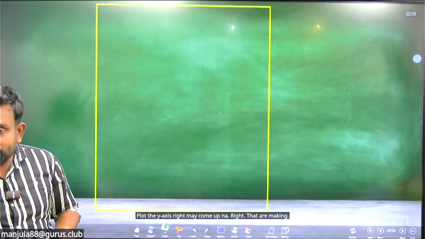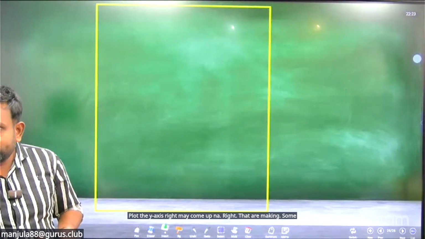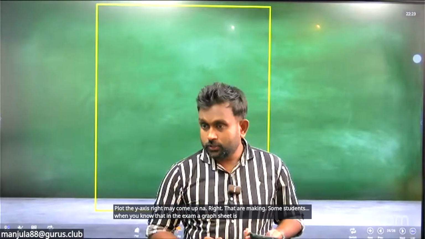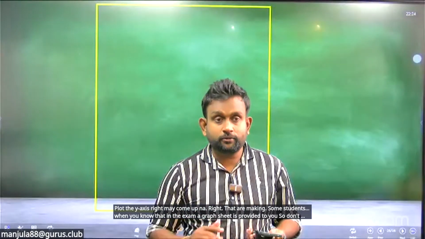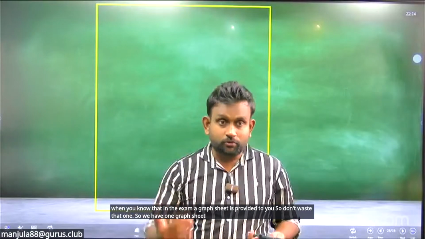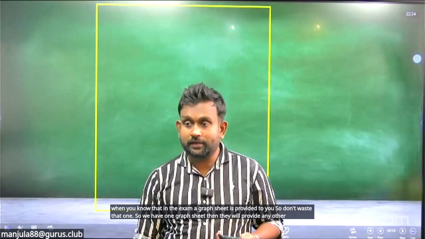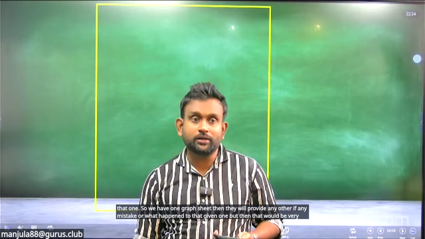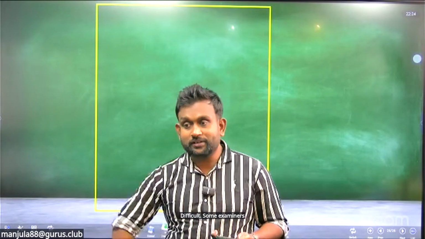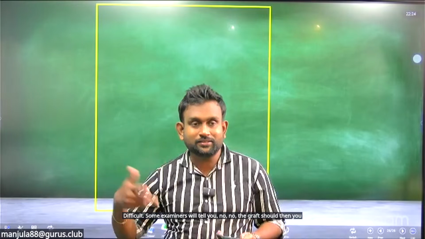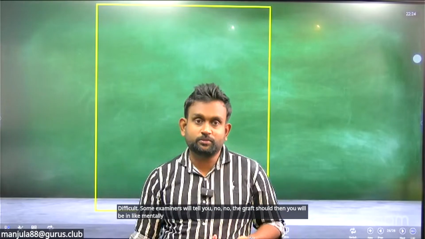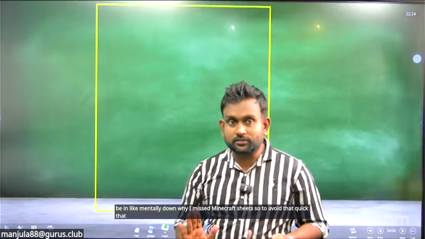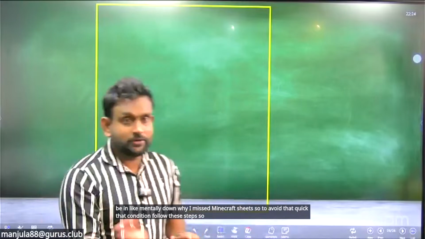Some students, when they know that in the exam a graph sheet is provided, don't waste it. You have one graph sheet; they may provide another if there is a mistake, but that would be very difficult. Some examiners will say no, and then you will be mentally down, thinking why did I miss my graph sheet. To avoid that condition, follow these steps, so that the graph is done correctly in one shot.